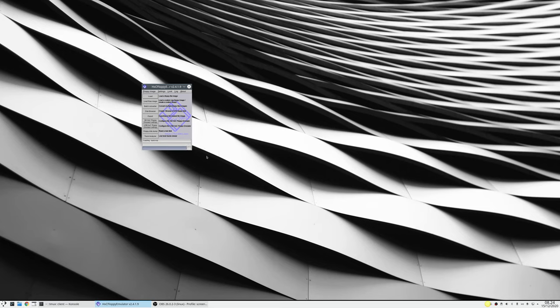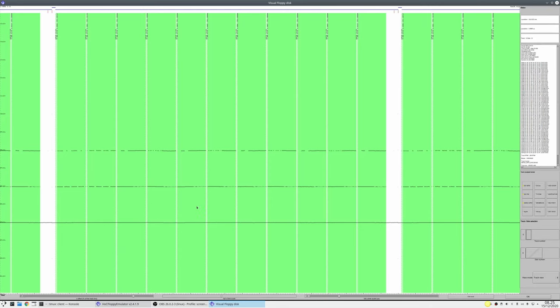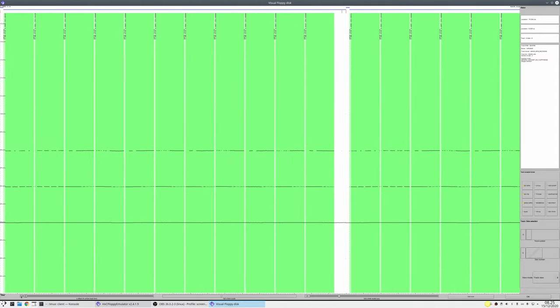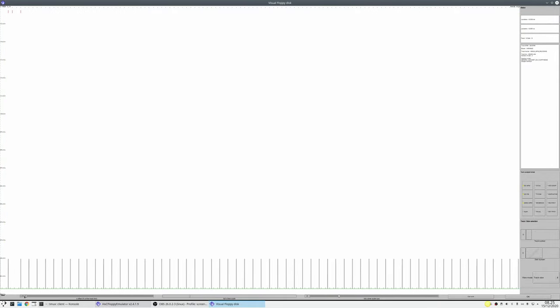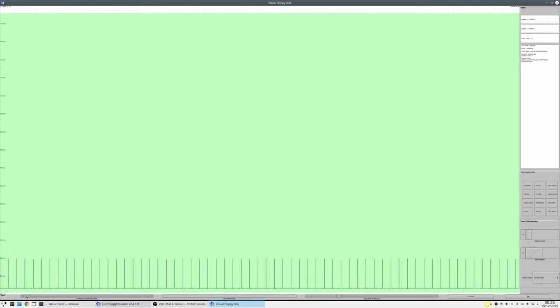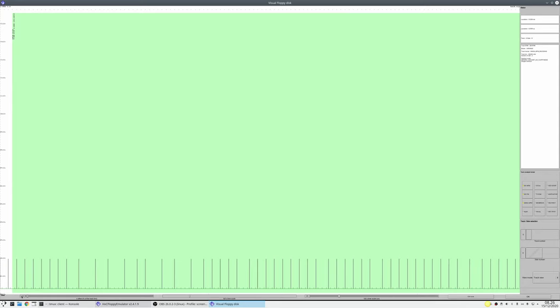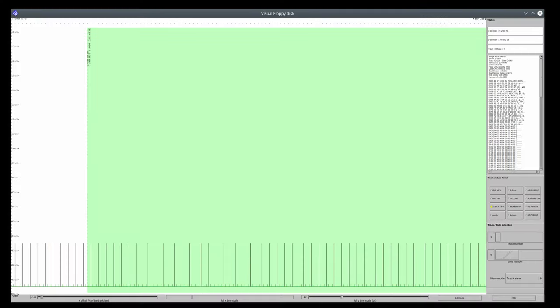Let's open back one of those SCP image files we got from the previous episode. If you really, really zoom in, you'll start to see those 0s and 1s as they are encoded on the disk. The green parts mean that it is the beginning of a sector. So let's check that out.